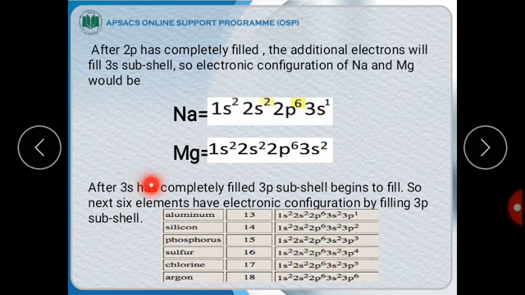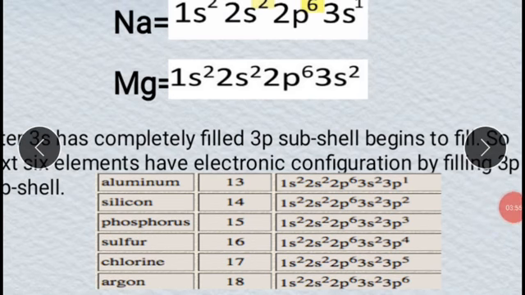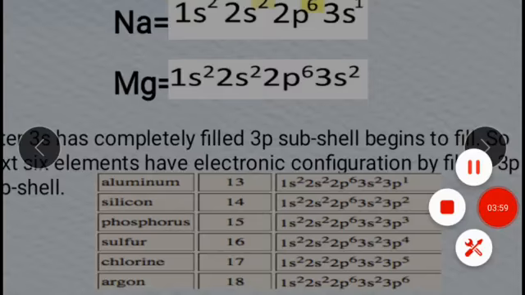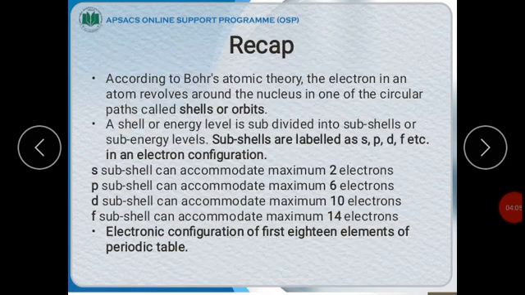After 3s has completely filled, the 3p subshell begins to fill. So the next 6 elements have electronic configuration by filling the 3p subshell. As you see in the picture, from aluminium to argon, the 3p subshell is progressively filled. I hope you will understand this week assignment. Now recap.